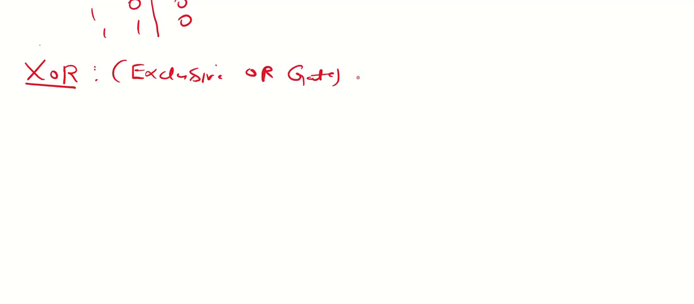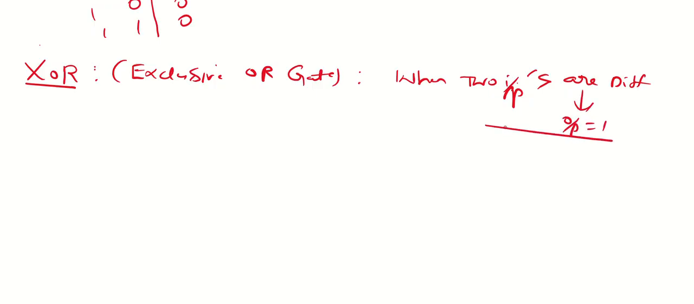Next one is the very important gates in the logic gates. The first one is XOR, the exclusive OR gate. Exclusive OR gate: when two inputs are different, the output is 1. If two inputs are the same, the output is 0. This is the logic.